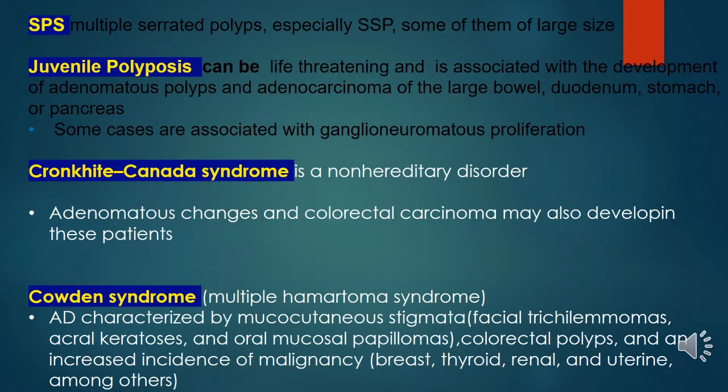About the Cronkhite-Canada syndrome, this is a non-hereditary disorder in which multiple colorectal polyps of the juvenile type are associated with ectodermal changes like alopecia, nail atrophy, and hyperpigmentation. About Cowden syndrome, the thing you have to remember is that they have colorectal polyps. There is an increased incidence of malignancy at various sites like the breast and the thyroid, and they are associated with a mutation at the level of the PTEN gene, meaning the PTEN gene is involved in Cowden syndrome.